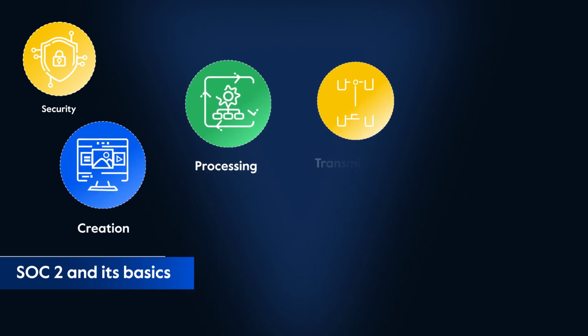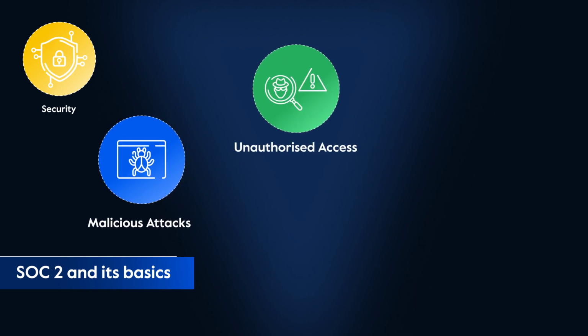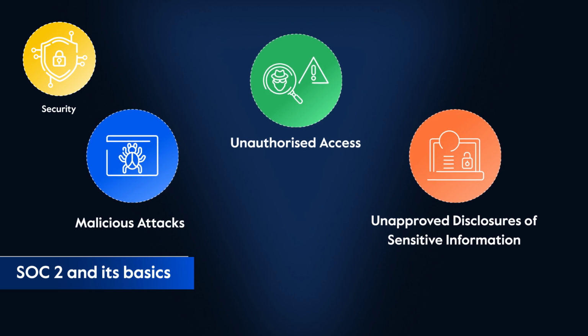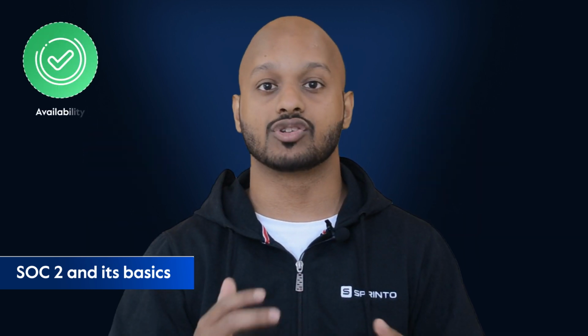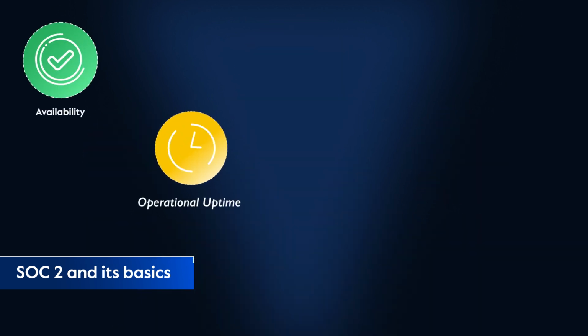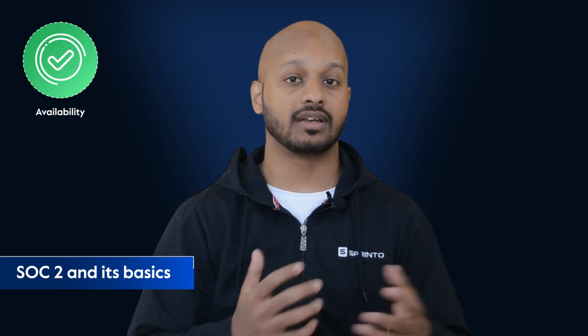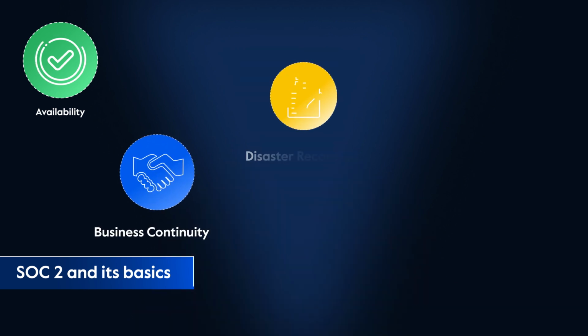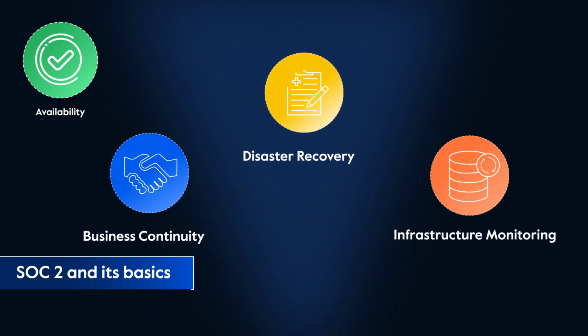Security deals with, as you guessed it, the security of information during its life cycle with your company, from creation, processing, transmission, and storage. It aims to deter malicious attacks, unauthorized access or misuse, and unapproved disclosures of sensitive information, and more. Availability ensures that your systems adhere to operational uptime and performance standards. If you're in an industry where uptime is everything, you should probably add this to your SOC 2 audit. It covers business continuity, disaster recovery, and infrastructure monitoring.